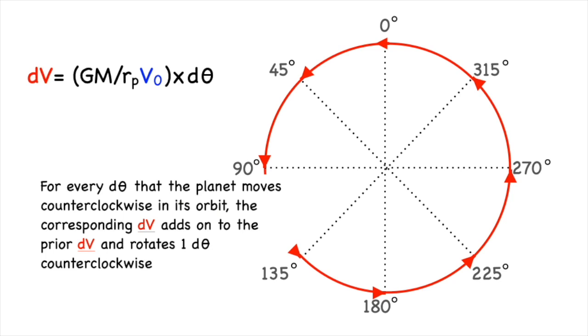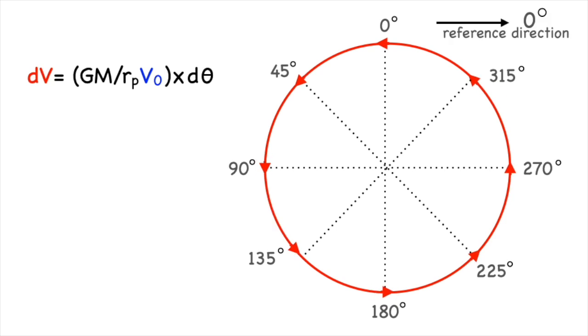For every d theta that the planet moves counterclockwise in its orbit, the corresponding dV adds on to the prior dV and rotates 1 d theta counterclockwise. So let's go back to thinking about 1,000,000 dVs for every 1 degree change in theta. Now we are set up to explore how these dVs can be combined in different ways and added to our blue velocity vectors, starting with v naught.